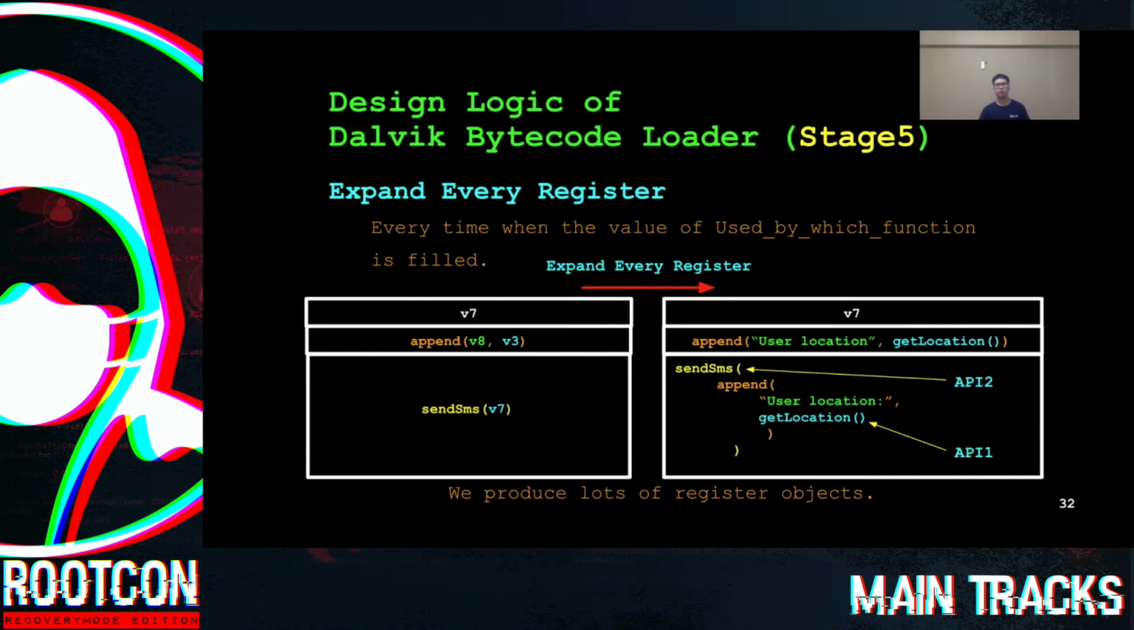In other words, the value of register V7 is generated by using function getLocation, which has native API 1 in it, and the value is used as the input for function send_SMS, which has native API 2 in it. So now we prove that by using the register objects, we can check if the APIs are handling the same register. After we scan through the source code, we produce lots of register objects.